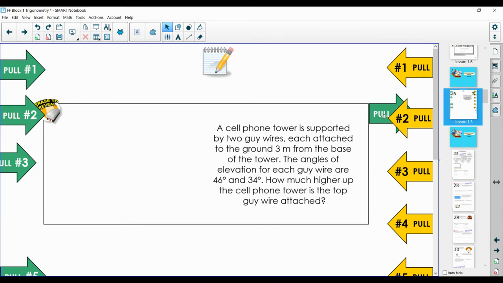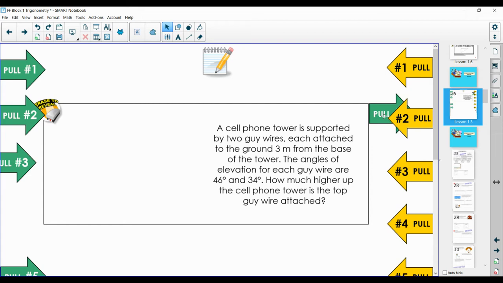This question says a cell phone tower is supported by two guy wires, each attached to the ground 3 meters from the base of the tower. The angles of elevation for each guy wire are 46 degrees and 34 degrees. How much higher up the cell phone tower is the top guy wire attached?